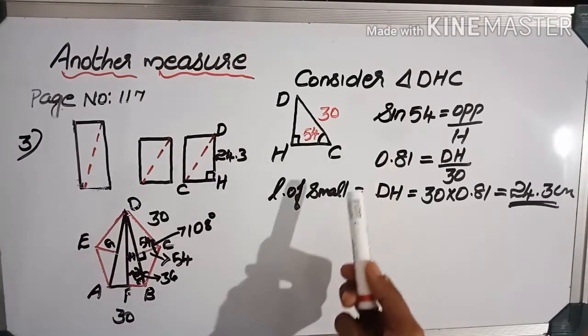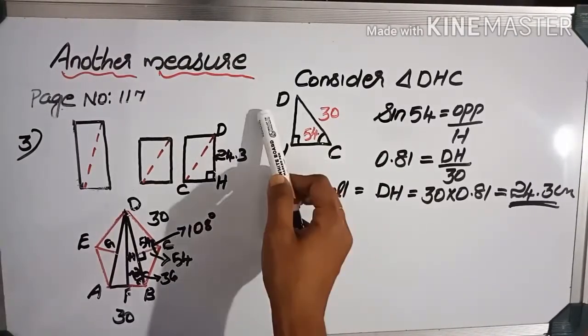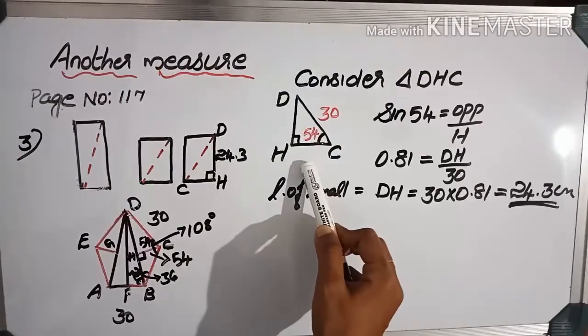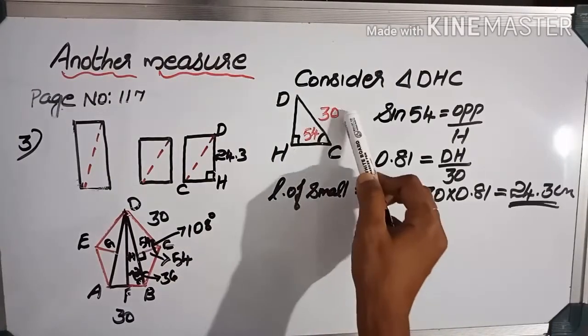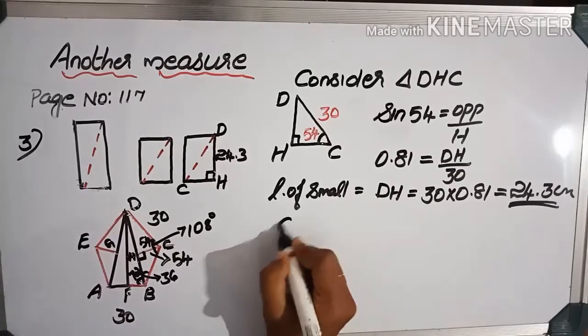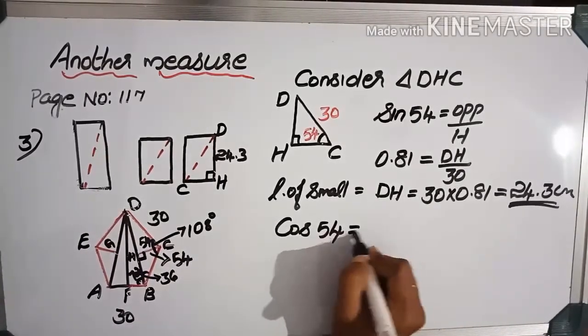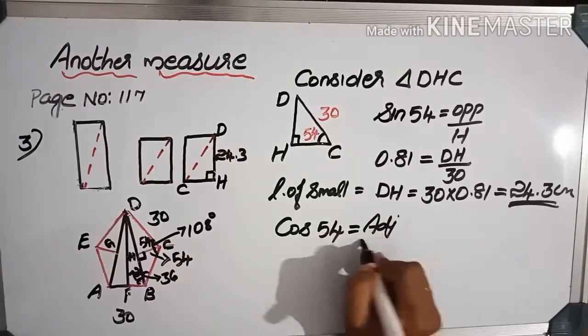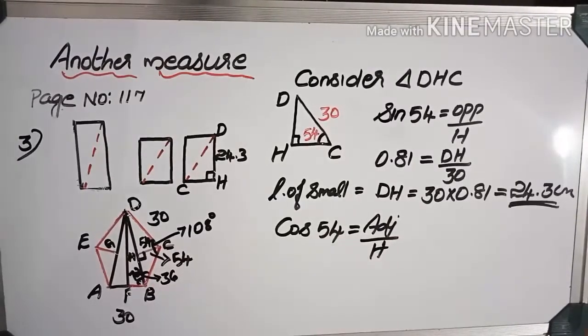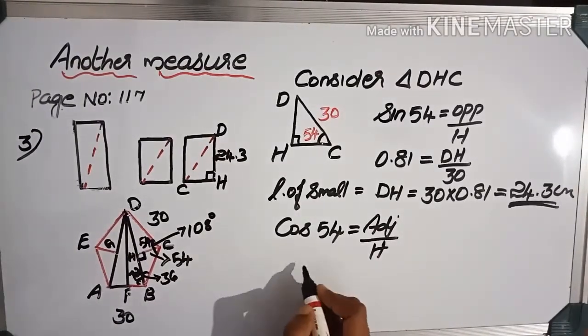For that, with 54 degrees, which side is HC? HC is the adjacent side. That means adjacent and hypotenuse. Adjacent and hypotenuse comes in cos value. So cos 54 we have to consider: adjacent side by hypotenuse. Now cos 54 is 0.59.